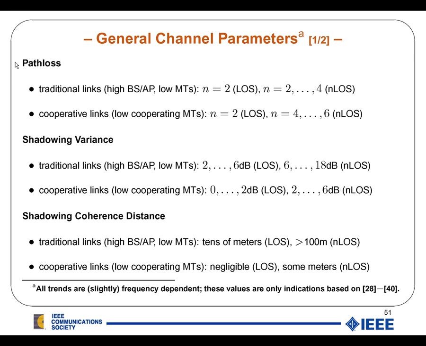So what I've listed here is the path loss. That is an interesting value. So we got the path loss coefficients, the shadowing variance, and the shadowing coherence distance to judge whether my cooperative terminal is out of the coherence distance.